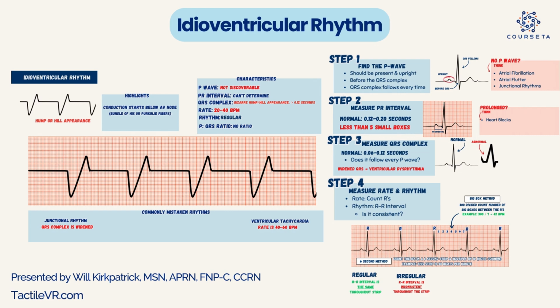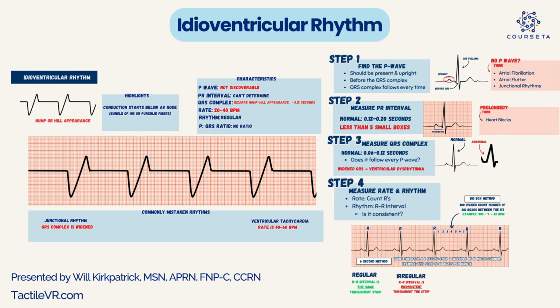So let's do those steps. Step number 1, find the P wave. There's no present P wave, so we can eliminate step number 2 because we can't measure a PR interval. All right, so step number 3, the QRS complex is widened. So we eliminated all the other options. We know it's a ventricular rhythm now, but let's look at the rate and rhythm. Step number 4. If we measure out the rate here, we have 40 beats per minute. So what is that characteristic of idioventricular rhythm? It is a rate of 20 to 40 beats per minute.